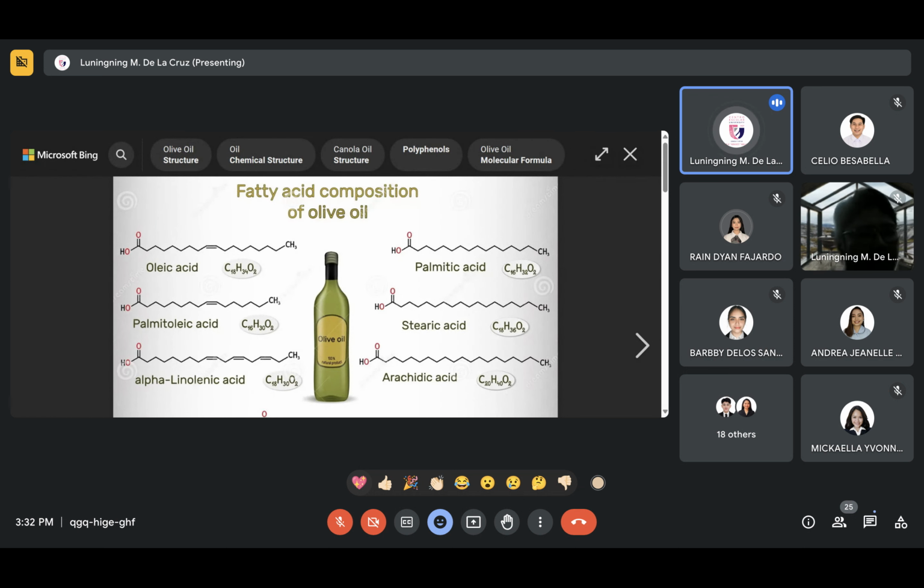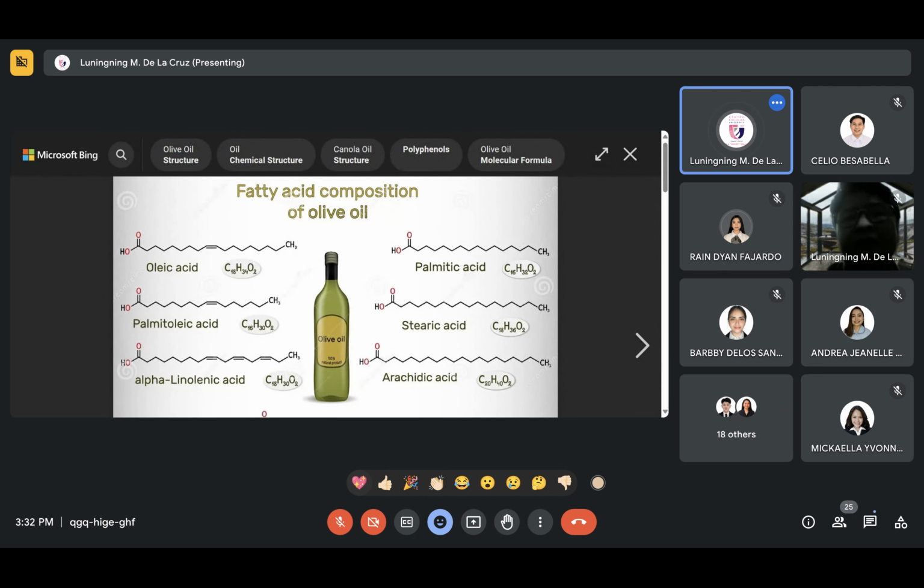Okay, class. I hope this is clear. So, if you see a double bond, it is an unsaturated fatty acid. If it does not have any double bond, therefore it is saturated fatty acid.